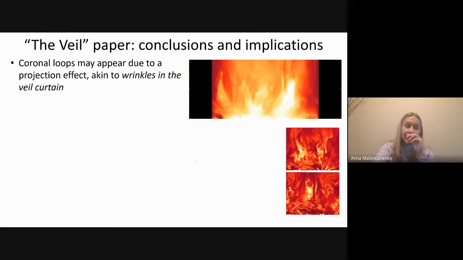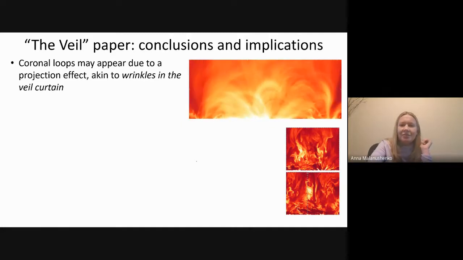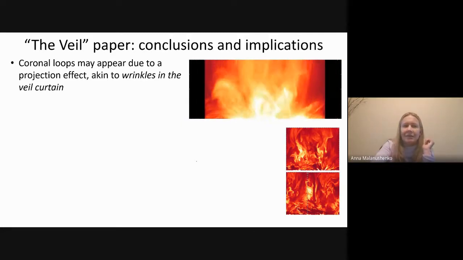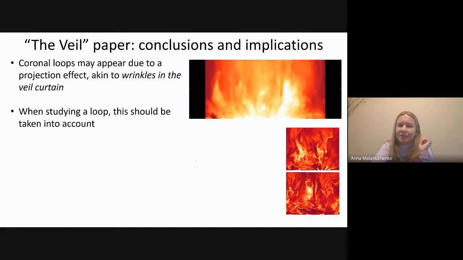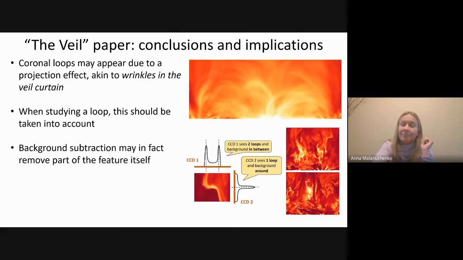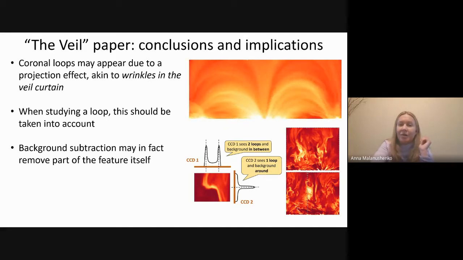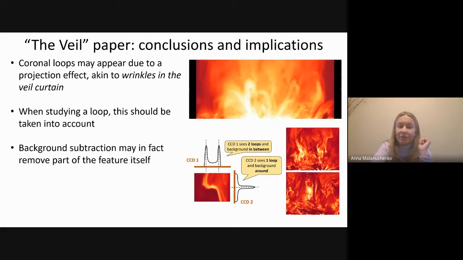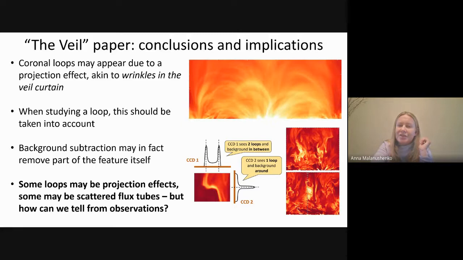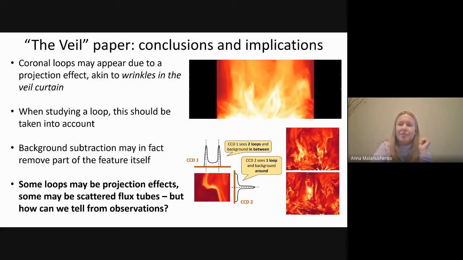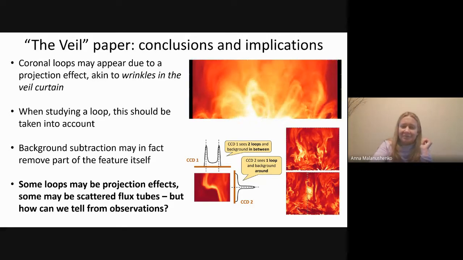Now, conclusions and implications. Coronal loops may appear due to a projection effect akin to wrinkles in the veil curtain. And the keyword here is may. That is very important. When studying a particular loop, this should be taken into account. The background subtraction may actually give us more trouble than it's worth. We may subtract a part of the feature itself. The most important topic is that some loops may be projection effects, and some loops may be compact, coherent, thin magnetic flux tubes. But how can we tell from observations?